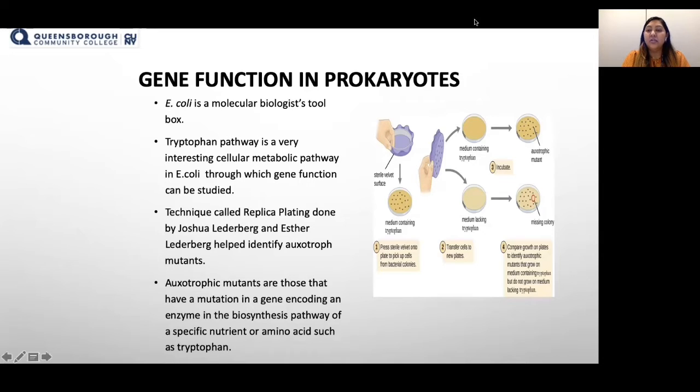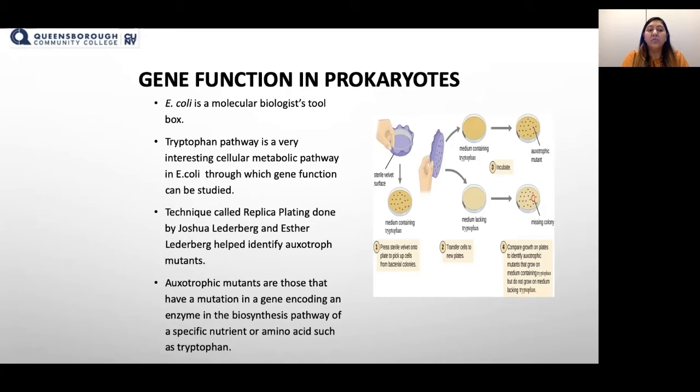The right-hand image shows a method called replica plating, done by Joshua Lederberg and Esther Lederberg, which helped identify auxotroph mutants. The tryptophan pathway is an interesting cellular metabolic pathway by which gene function of E. coli can be studied. Auxotroph mutants are those that have a mutation in a gene encoding an enzyme necessary in the biosynthesis pathway of tryptophan. This method involves growing a population of E.